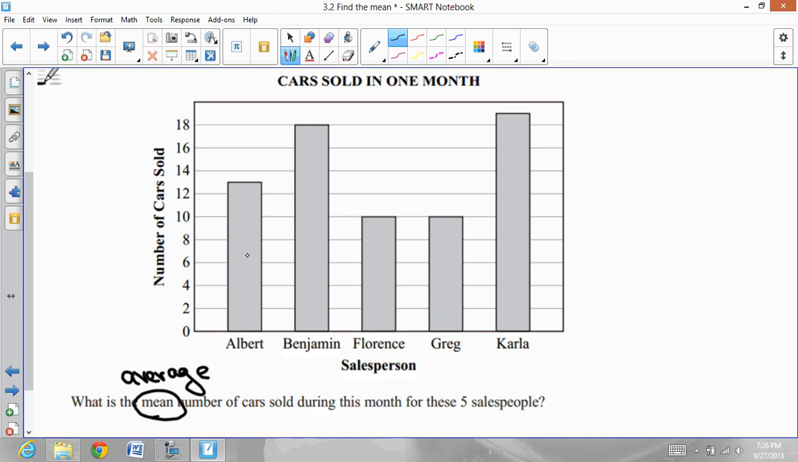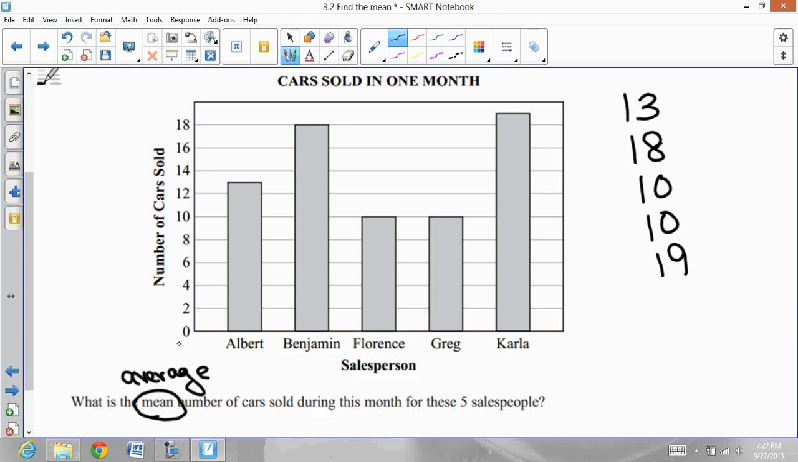Let's focus on each one of them. Albert sold 13 cars because you have a 12 and the line is between the 12 and the 14, so you take it as 13. Benjamin sold 18 cars. Florence sold 10 cars. Greg sold 10 cars. And Carla is between 18 and 20, so Carla sold 19 cars. So these are the numbers for the 5 salespeople.